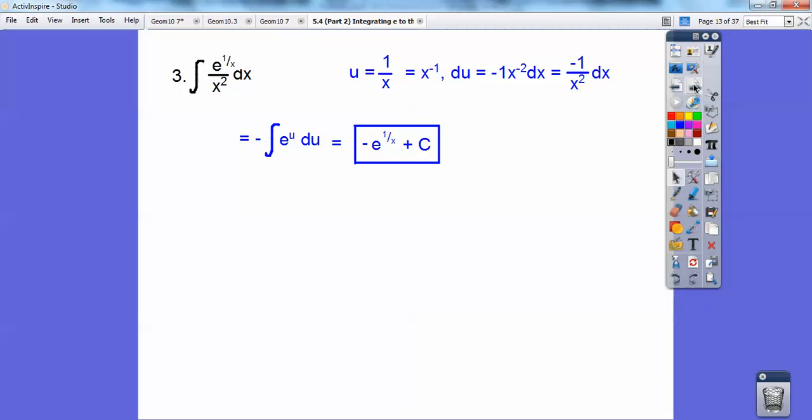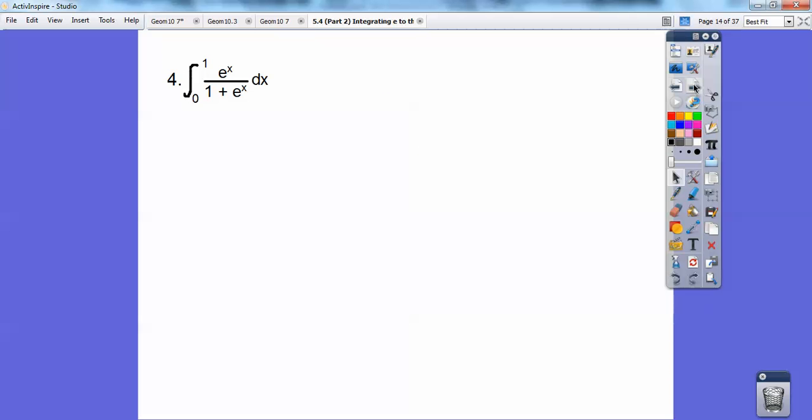All right, let's try this one here. Okay, this one, typically you let u be the bigger stuff, the more complicated stuff, so it's this denominator right here. So I'm going to let u be 1 plus e to the x. Okay, so du is going to be e to the x dx. What a nice coincidence, that's up there in top. All right, so it's going to be 1 over u, and the integral of 1 over u is the natural log of u, so don't forget.